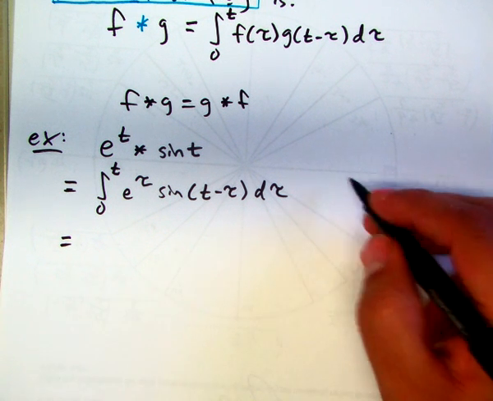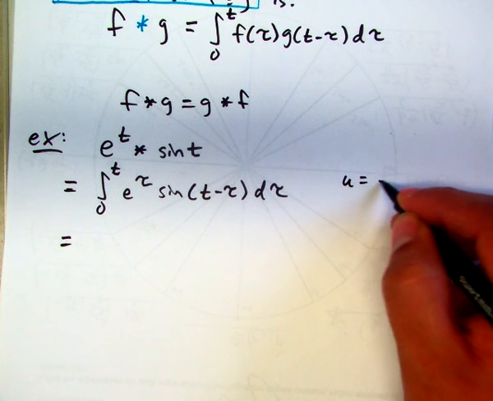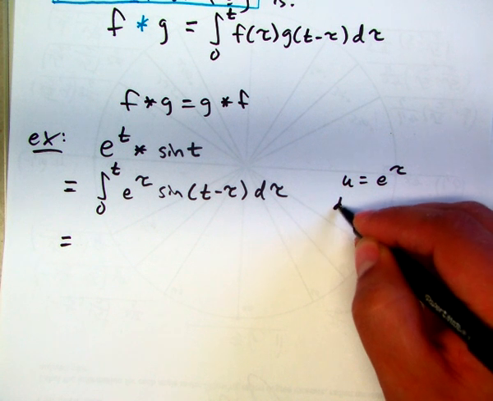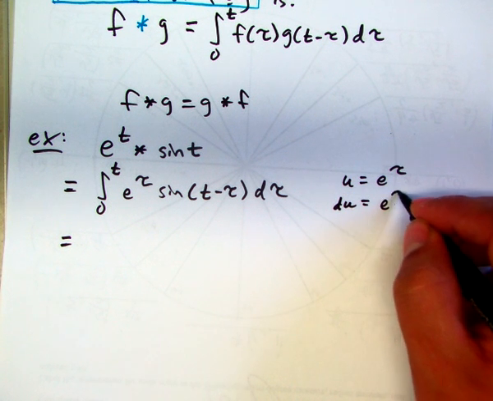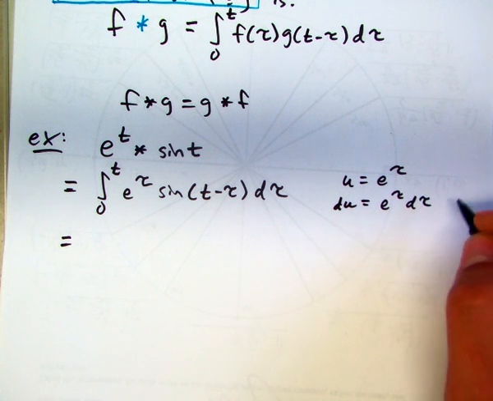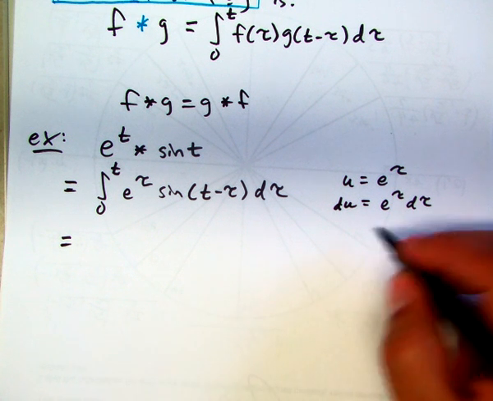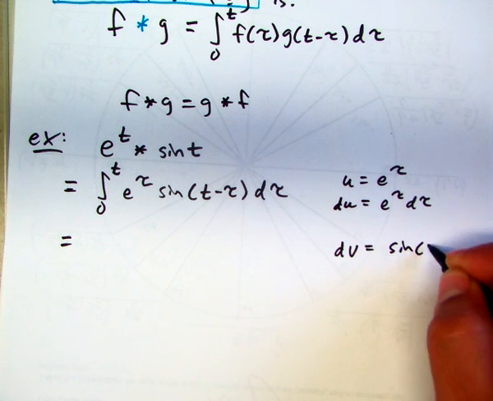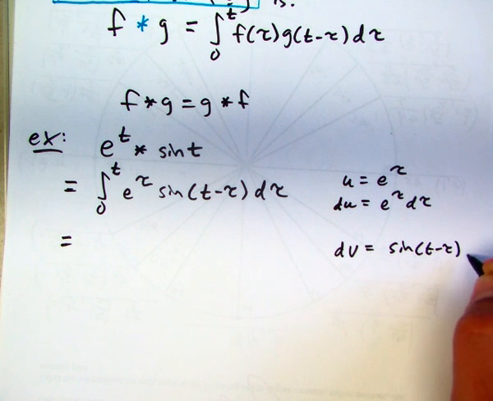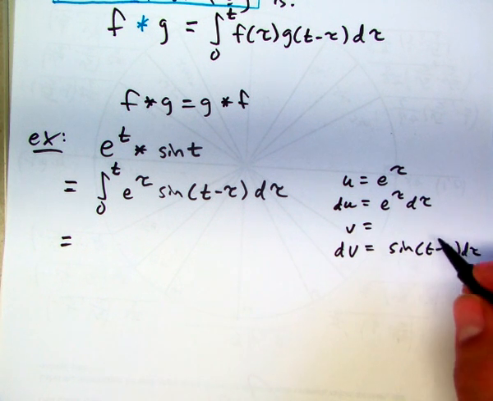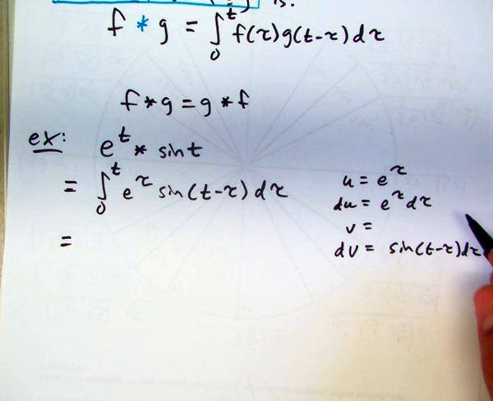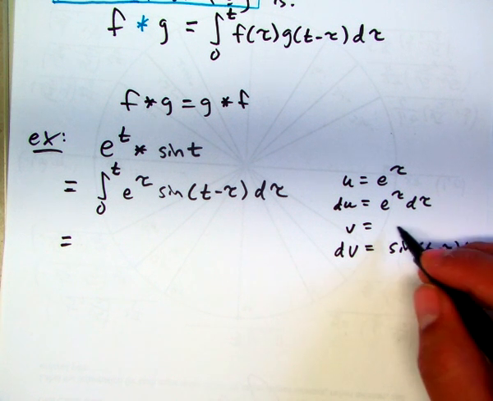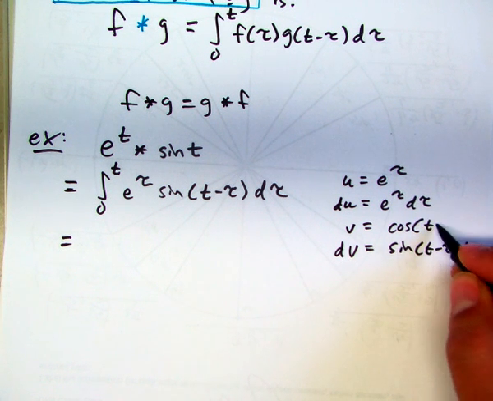So let's do u equals e to the tau. du would just be e to the tau again. And dv would be sine of t minus tau. So then v, if we integrate, would just be cosine of t minus tau.